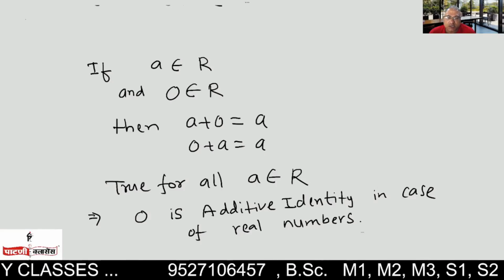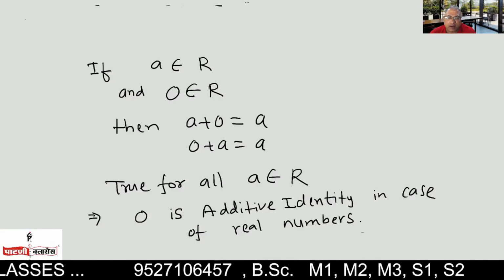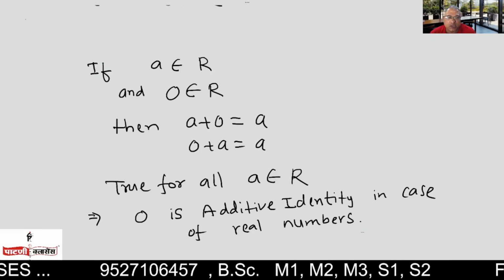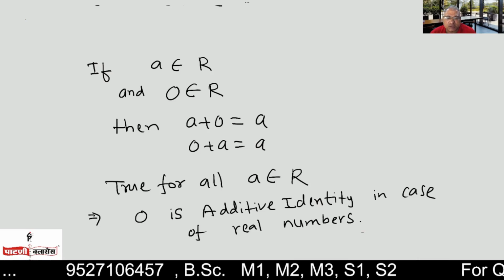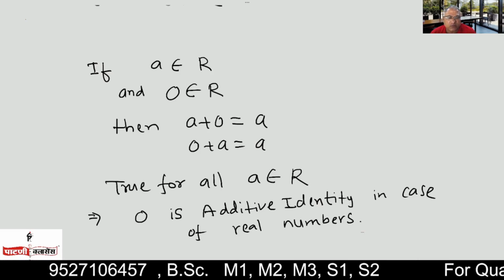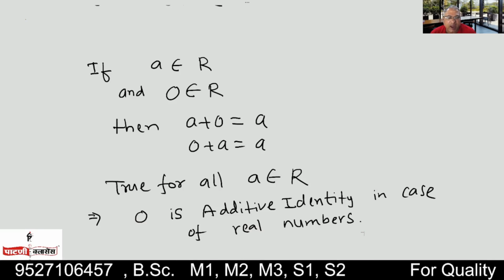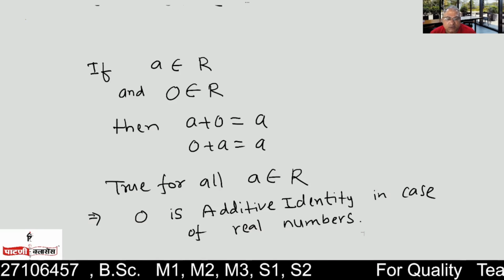The above discussion can technically be stated as: if a belongs to R and 0 belongs to R, then a plus 0 equals a, and 0 plus a equals a. This is true for all real numbers where a belongs to R. Therefore, 0 is the additive identity in the case of all real numbers.